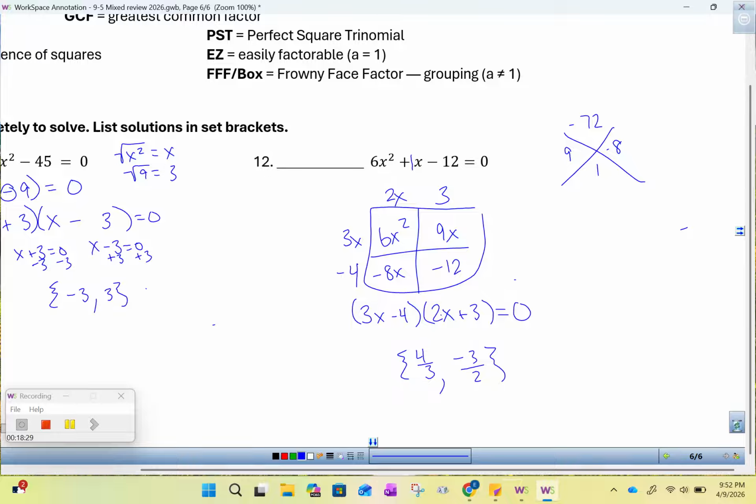Okay, your review 1 is your homework for this, and it should be set up pretty similar. Feel free to check your answers as you go.